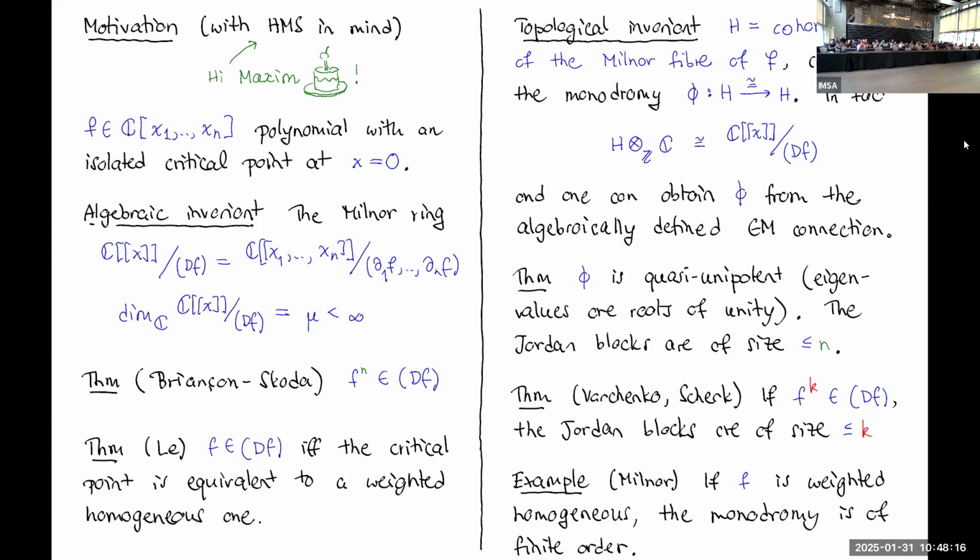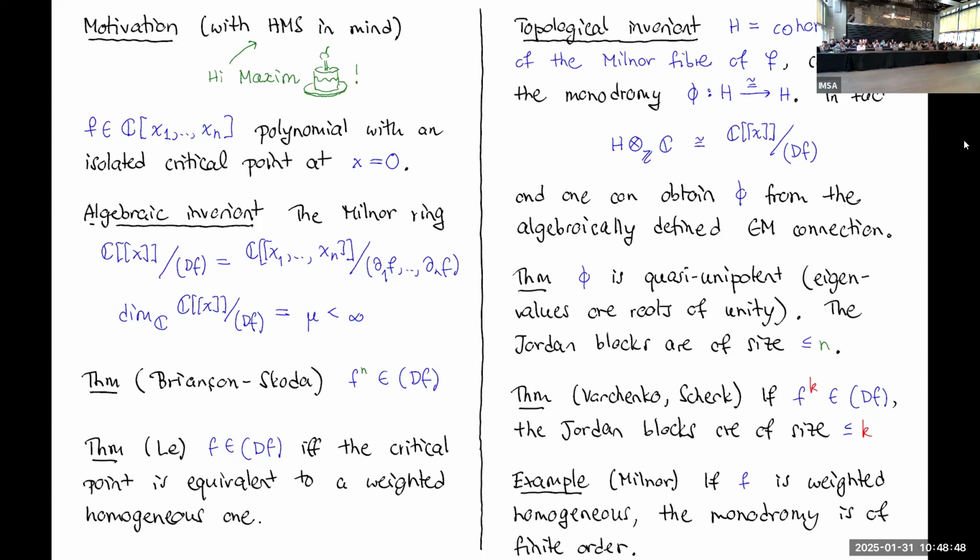Now, if you suppose that f is homogeneous, then just by differentiating the homogeneity condition, you will write f as a combination of the coordinates and the derivatives. And that's also true in the weighted homogeneous case. So if it's weighted homogeneous, then f lies in the Jacobian ideal. And it is a theorem of Lie that the converse also holds. If this f lies in the Jacobian ideal, then the singularity is equivalent, in terms of change of variables, to a weighted homogeneous one. So this is all purely algebra. It's done in terms of polynomials and power series.